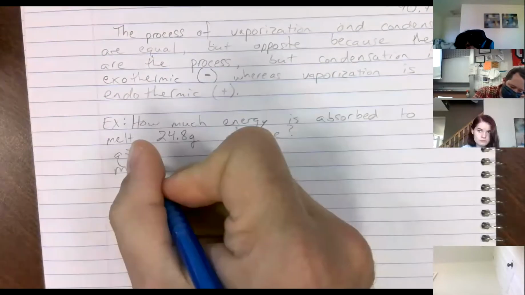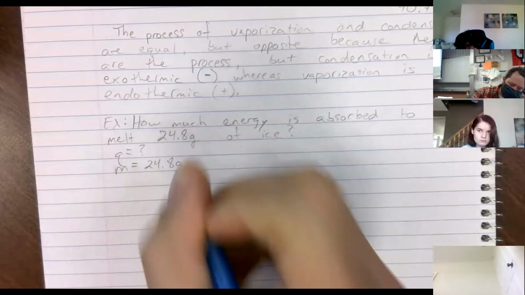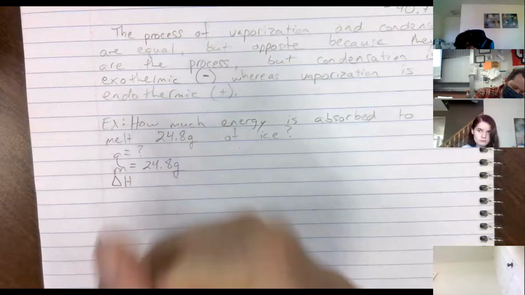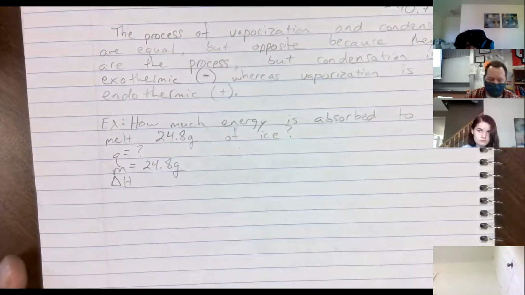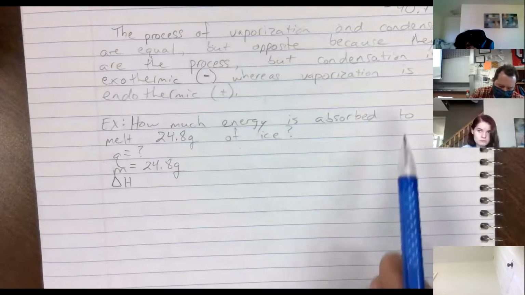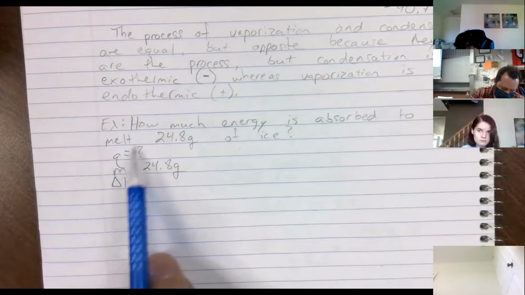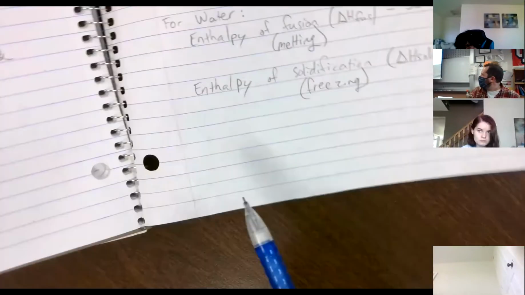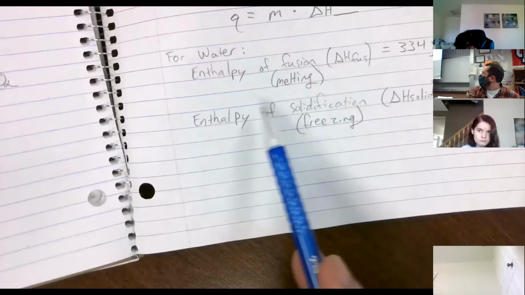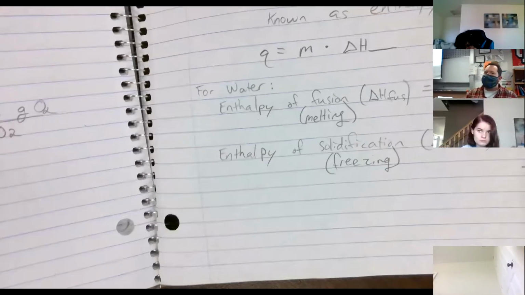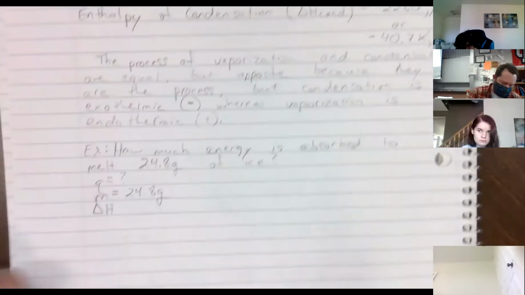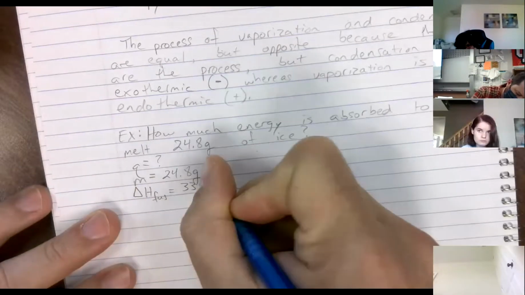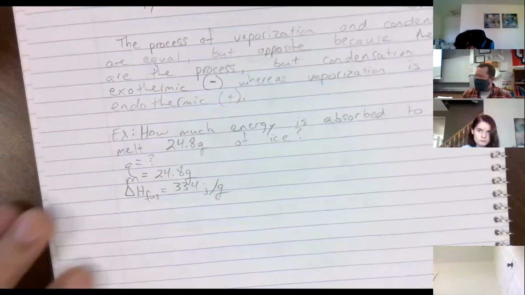Mass, well, that's right here. They gave me 24.8 grams of ice. And then delta H. But delta H, what? Let's read the question. What are they asking for? Absorbed to melt. There we go. Melting is fusion, and it's 334 joules per gram. So my delta H fusion is 334 joules per gram.